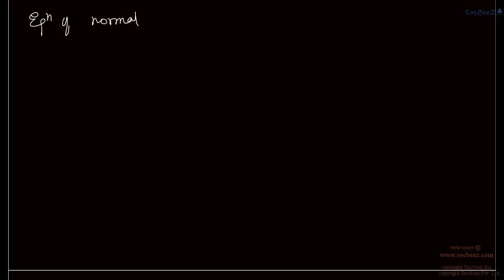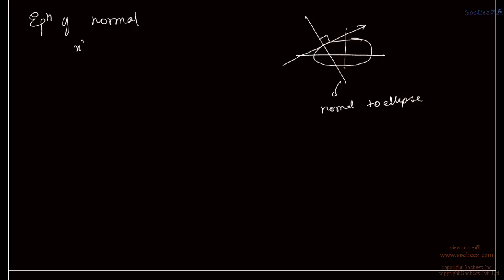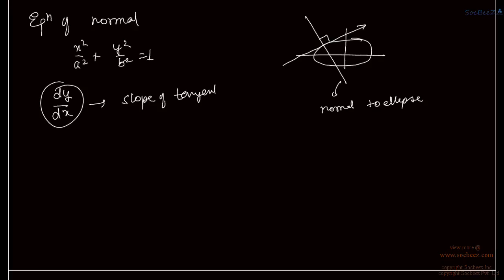Now, equation of normal. Say this line is normal to the ellipse. At the point of intersection, if we draw a tangent to that ellipse, then this tangent must be perpendicular to this line. So we call this line the normal to the ellipse. For the standard ellipse x square upon a square plus y square upon b square is equal to 1, if we want to find the slope of tangent, we have to find dy by dx.